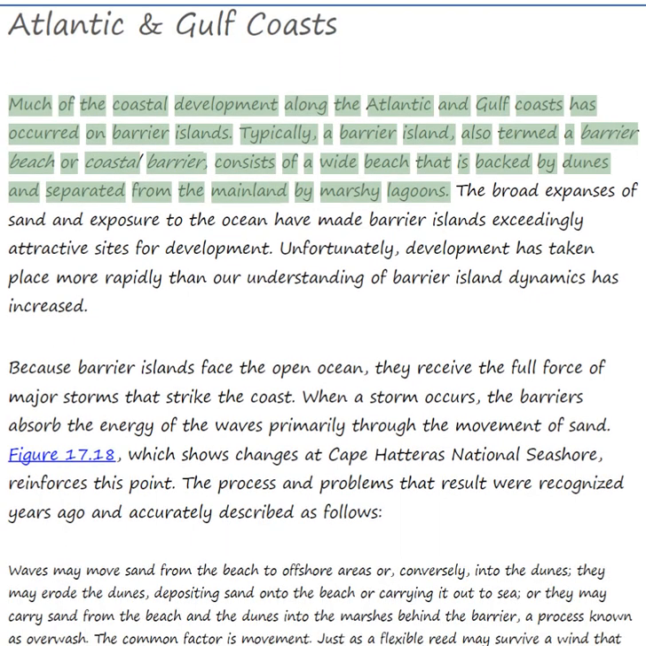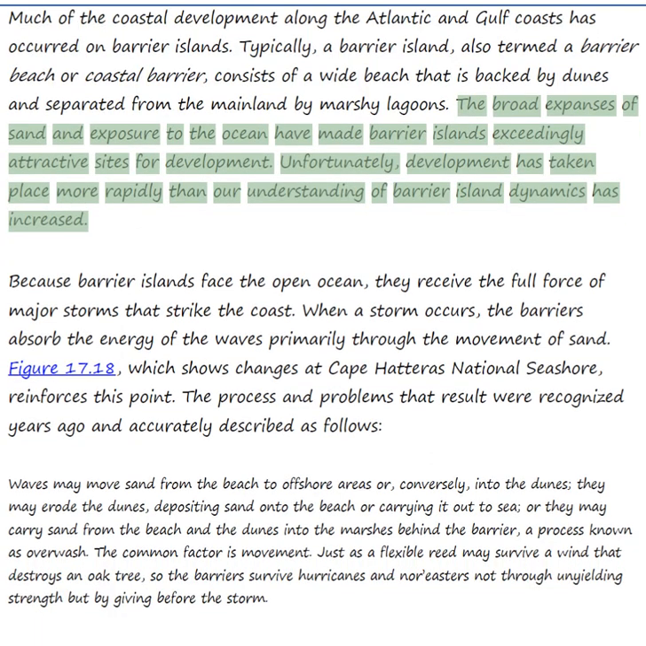Much of the coastal development along the Atlantic and Gulf coasts has occurred on barrier islands. Typically, a barrier island, also termed a barrier beach or coastal barrier, consists of a wide beach that is backed by dunes and separated from the mainland by marshy lagoons. The broad expanses of sand and exposure to the ocean have made barrier islands exceedingly attractive sites for development. Unfortunately, development has taken place more rapidly than our understanding of barrier island dynamics has increased.